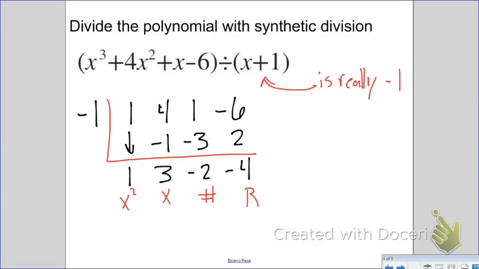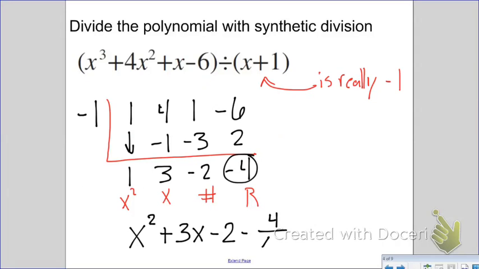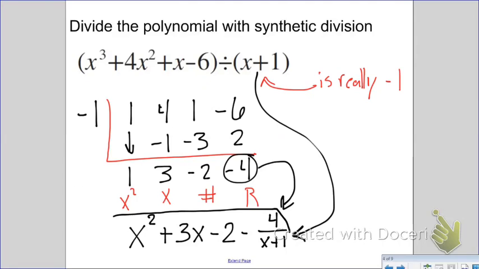Now it's time to write this out. So x power 2 has a 1, so we can just write x power 2 plus a positive 3 next to our x minus our 2, and now it's time for our remainder. Our remainder has a negative, so I'm putting minus. Now it's time to make the fraction. 4 over what we divided by, which is x plus 1. Okay? So remainder is built by using the 4 and using what we divided by. And this is our answer.